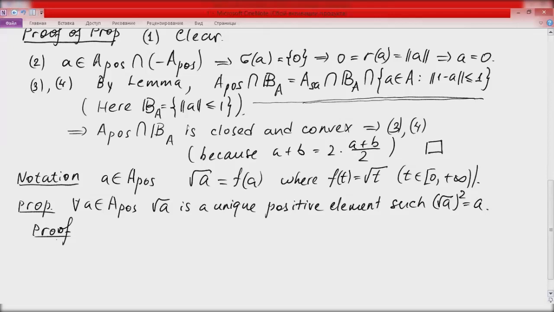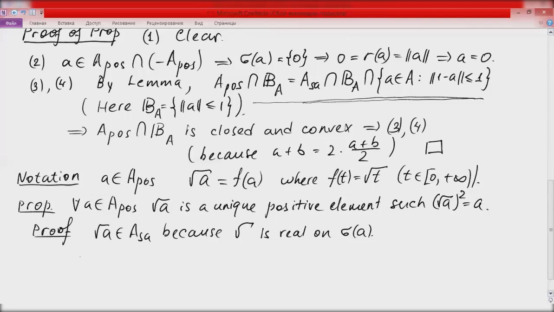Well, first of all, why is it positive? First of all, let's observe that this element is self-adjoint, because the square root function is real on the spectrum of a. And the functional calculus is a star homomorphism, so it takes self-adjoint elements to self-adjoint elements. In other words, the functional calculus takes real functions to self-adjoint elements. And so the square root of a is self-adjoint.